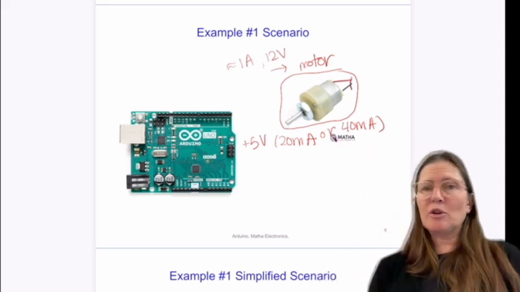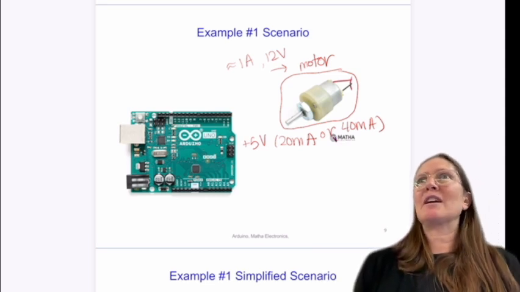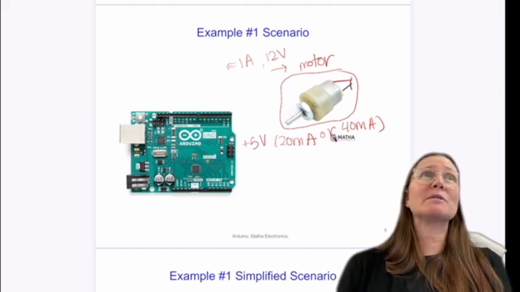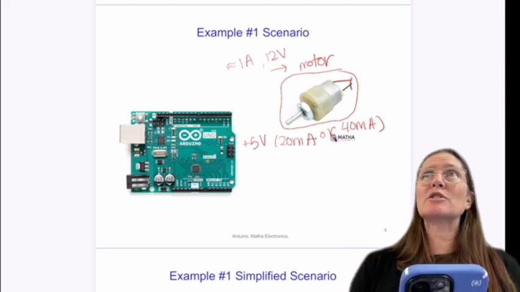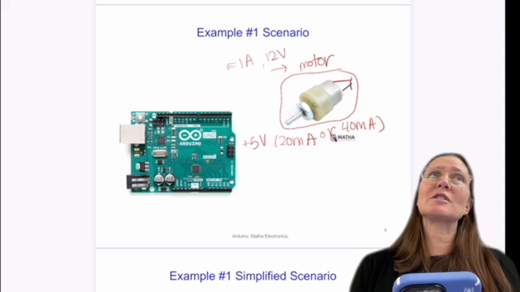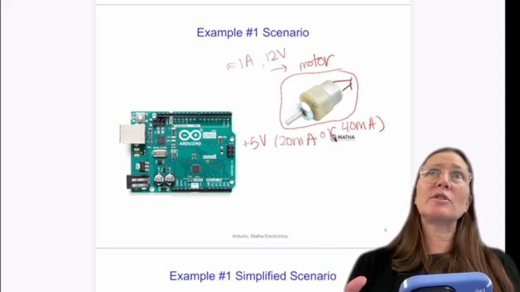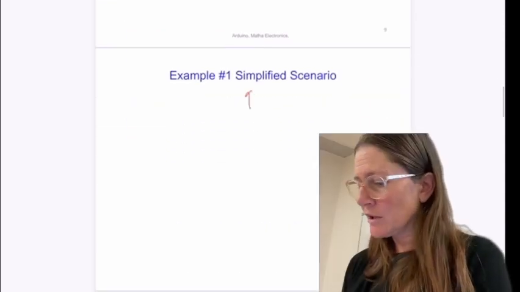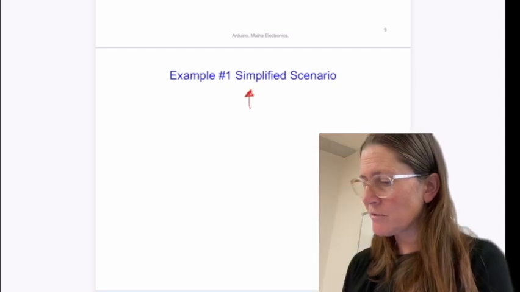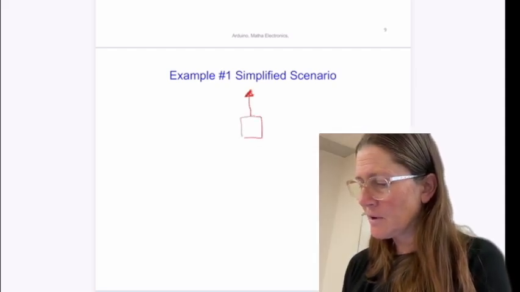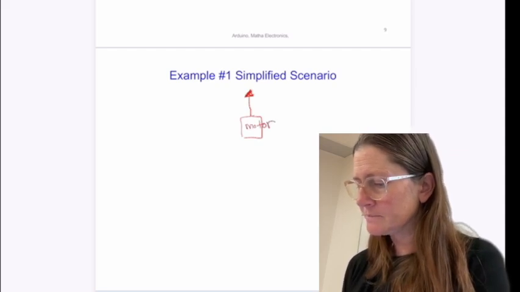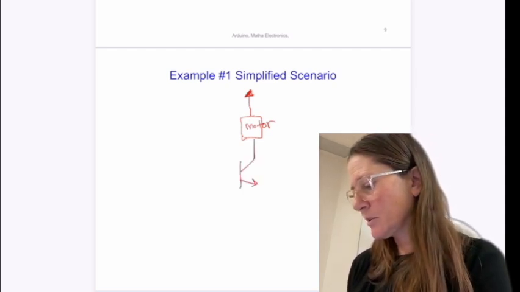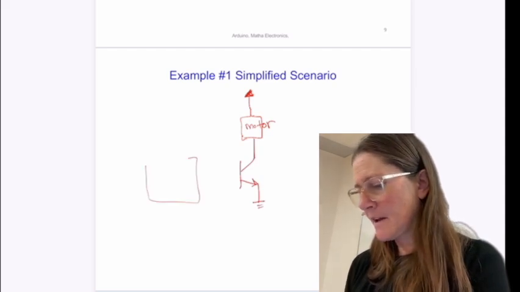So looking at this motor, we need 12 volts and an amp, and our board only puts out 5 volts and 40 milliamps at the most. So what can we do to actually get more current and more voltage in a safe way? So that's where this transistor becomes very useful. So we can actually put a 12 volt supply, put our motor here, and then connect it to this BJT and have the Arduino.